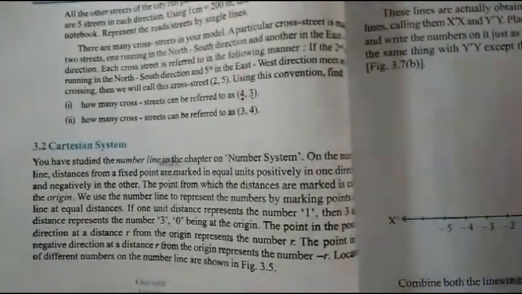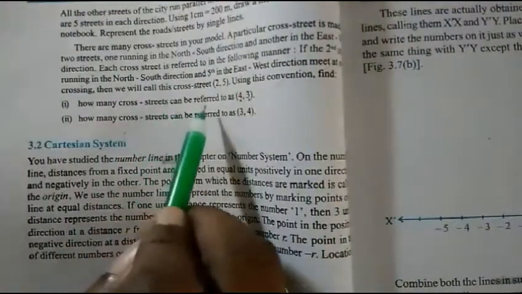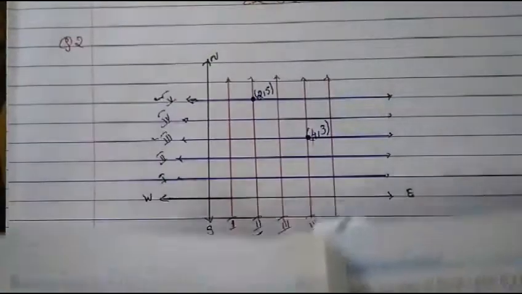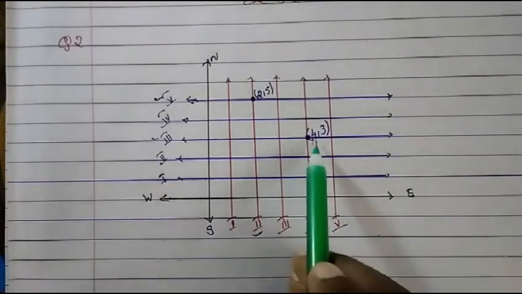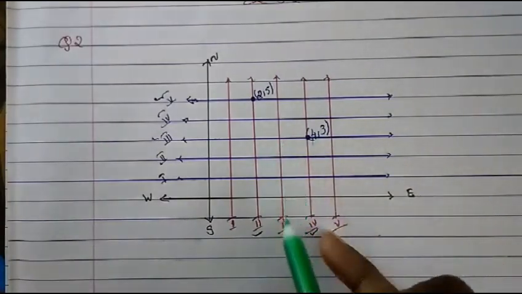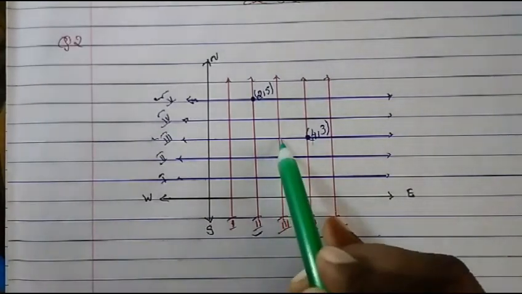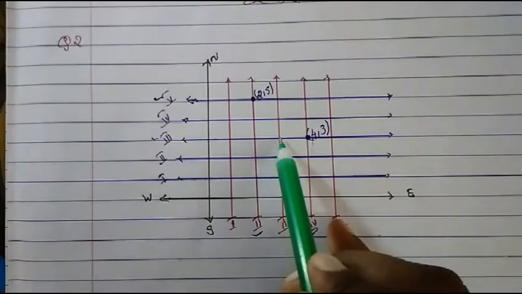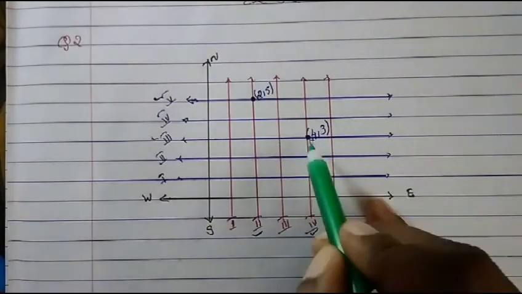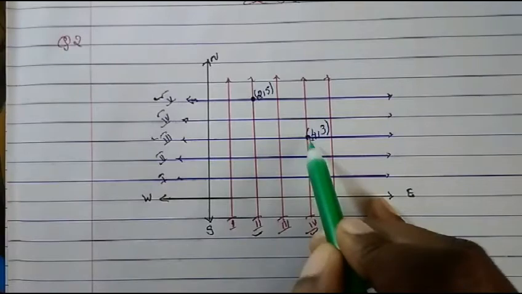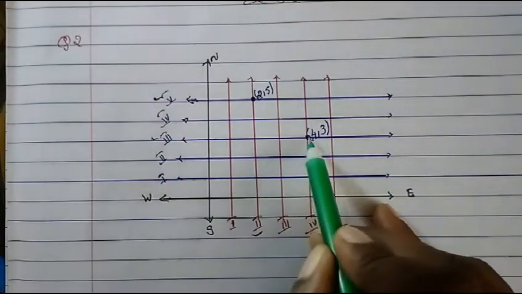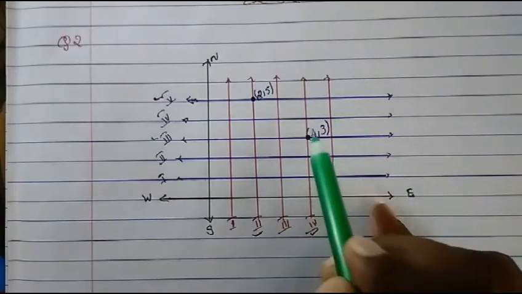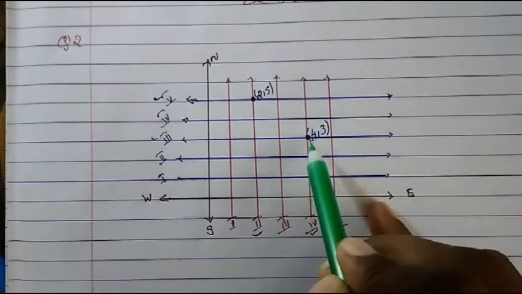So now next, what is the question? How many cross streets can be referred to as 4, 3? We can say only 1 here. Can you say this is a 4? No, this is third one. This will be third and this will be third. This cross street will be 3, 3. So 4, 3 can be only 1 cross street because fourth one is passing from here and the third one is from this direction. They meet at this point. So there is only 1 4, 3 cross street we have.